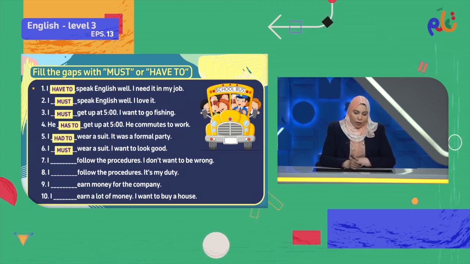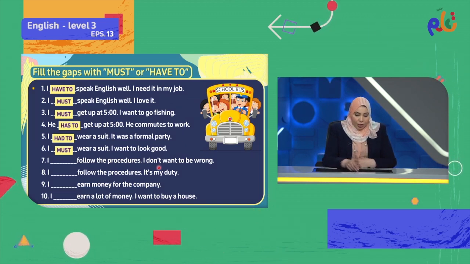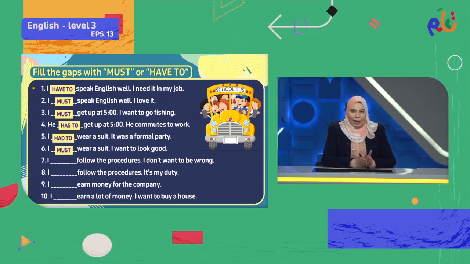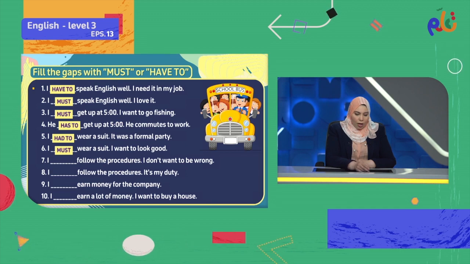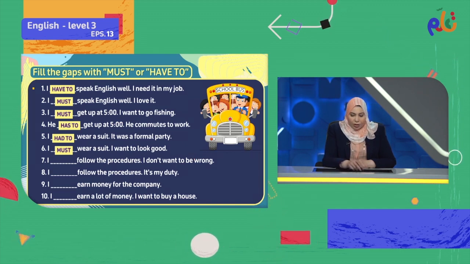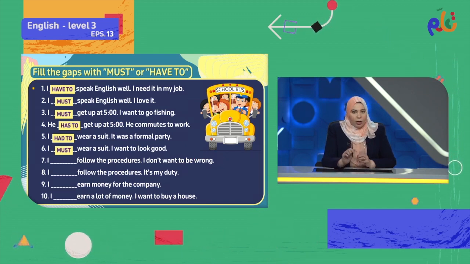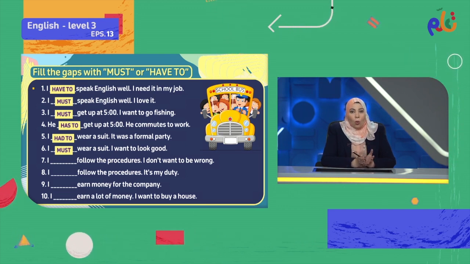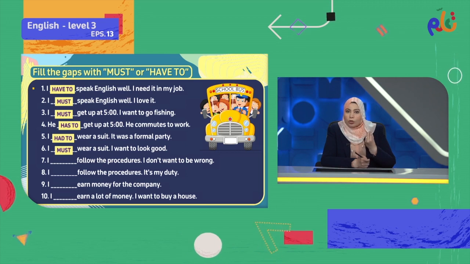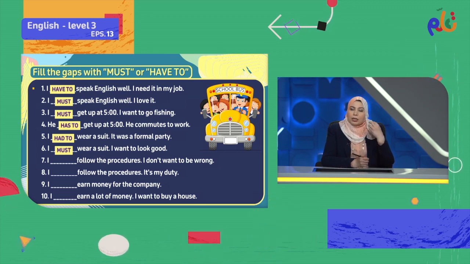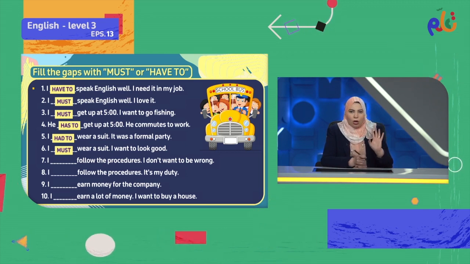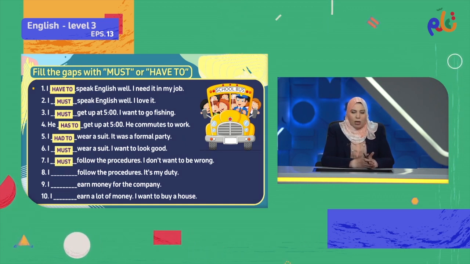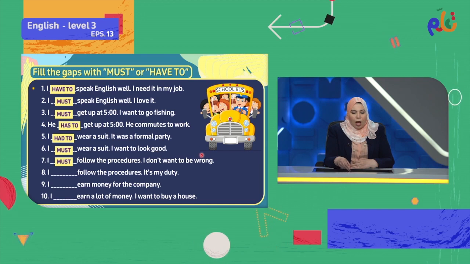Okay, so the next one, follow the procedures. I don't want to be wrong. Procedures, which are the steps or things that are followed. So follow the procedures. I don't want to be wrong. So here, following the procedure is a rule, or it's my choice because I don't want to be wrong. It's my choice because I don't want to feel that something is wrong. So in this case, it's must. I must follow the procedures. I don't want to be wrong.